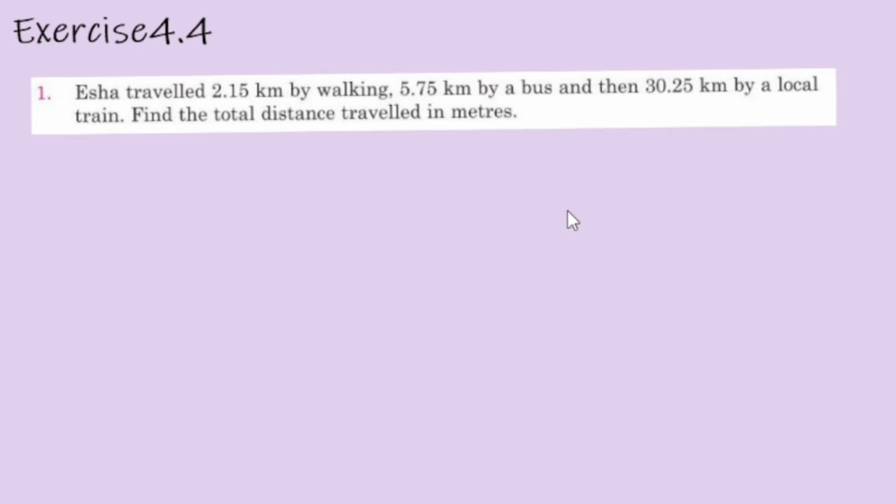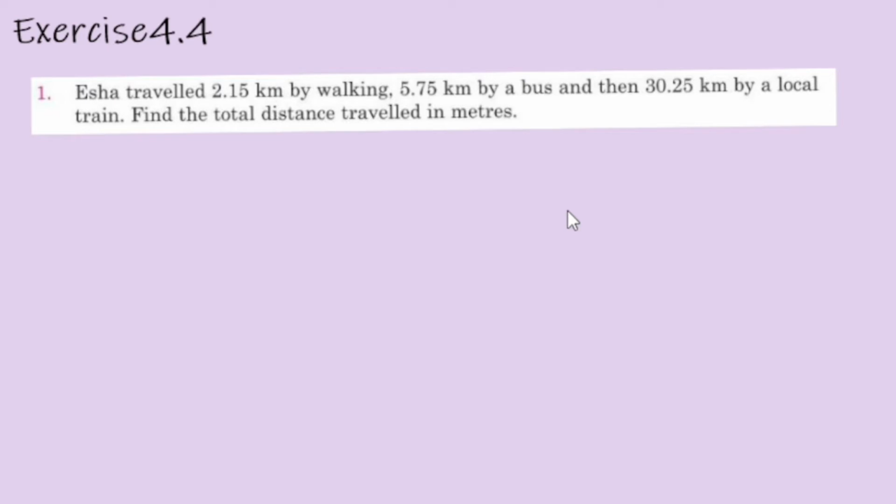Okay, so exercise 4.4, first question, all of you read that. Isha traveled 2.15 kilometer by walking, 5.75 kilometer by a bus, and then 30.25 kilometer by a local train. Find the total distance traveled in meters.